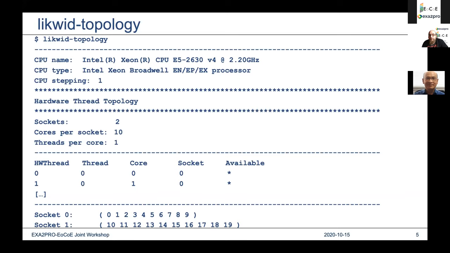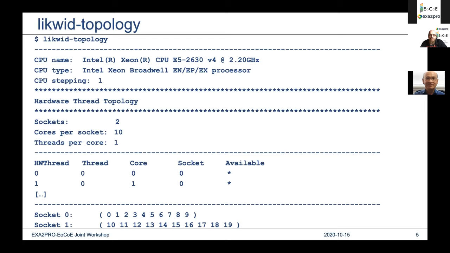Then you get a short overview of how the system is assembled. So we have two CPU sockets, 10 cores per socket, and one thread per core. So we have no SMT enabled on the compute nodes. Then you get a whole list. I shortened it because it's quite long otherwise. So you get for each hardware thread, so for each ID that the system uses, the exact location. Is it an SMT thread? Is it not an SMT thread? Which core it is, which socket it is, and whether it's available in your CPU set. So whether it's usable for you or your calculations or not.